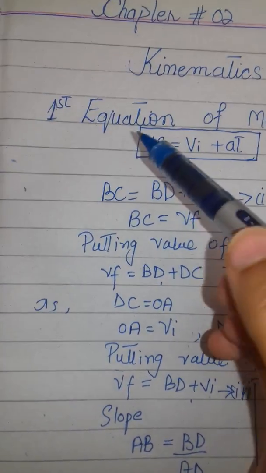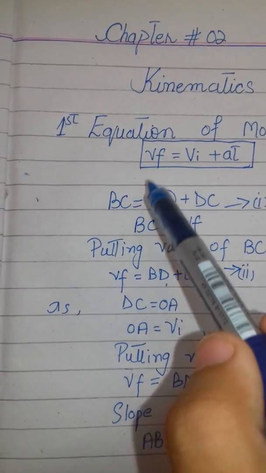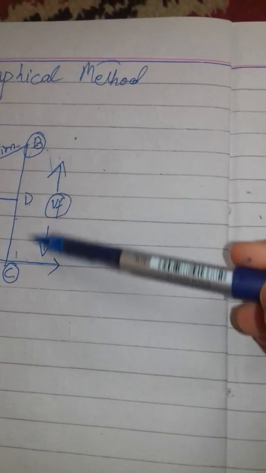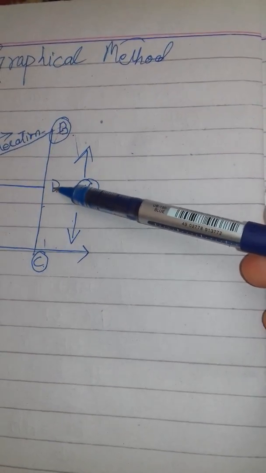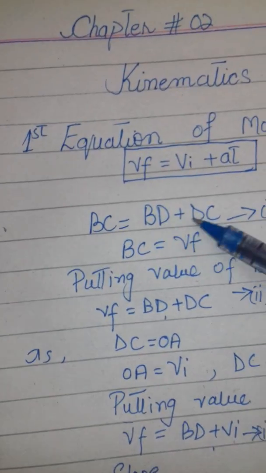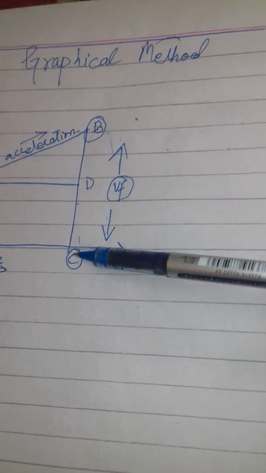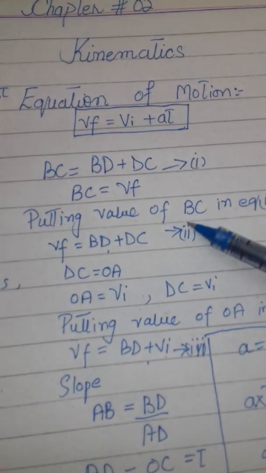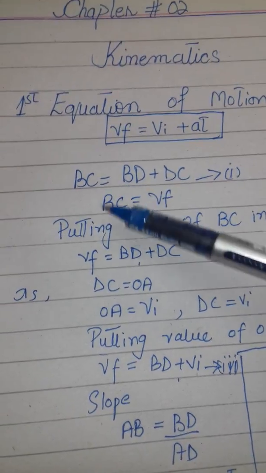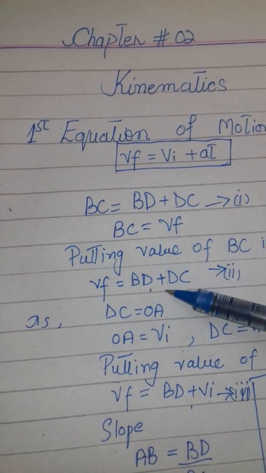I'm going to explain again that Vf equals Vi plus at. Vf is equal to BC over here, and from BC we can find this equation. BC is equal to BD plus DC, which we name equation 1. As you can see, BC equals Vf, so we put the value of BC in equation 1, and it becomes Vf equals BD plus DC.